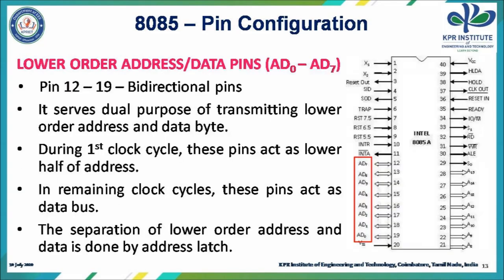As we have 8 data pins and 16 address pins, the lower order address pins, that is A0 to A7, are multiplexed with the data pins D0 to D7 and they are named as AD0 to AD7. It serves a dual purpose, that is for transmitting lower order address as well as for transmitting the data. This depends upon the ALE pin, that is during the first cycle it will act as address bus and for the other cycles it will act as data bus.